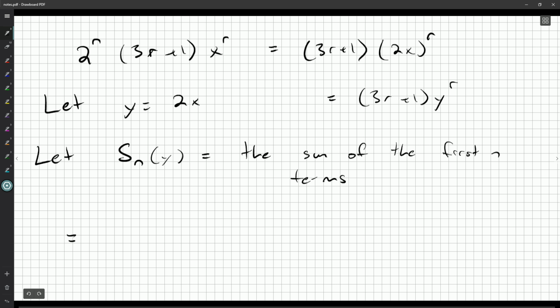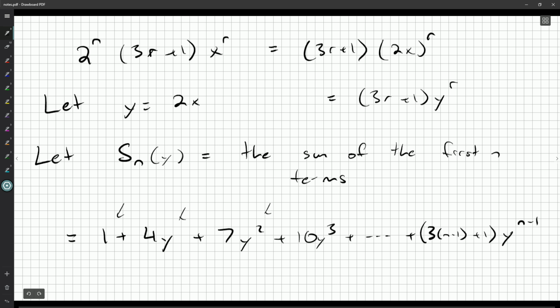So that's going to be 1 plus 4y plus 7y squared plus 10y cubed. And this has an exponent of 0, 1, 2. So we'll go up to (3(n minus 1) plus 1) y^(n minus 1). So that's the first n terms there. Okay. Now, I want a formula for this in terms of y, and then I can change it back to being in terms of x. The 2 I think is going to get in my way.